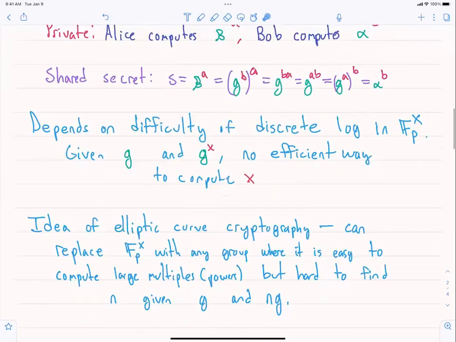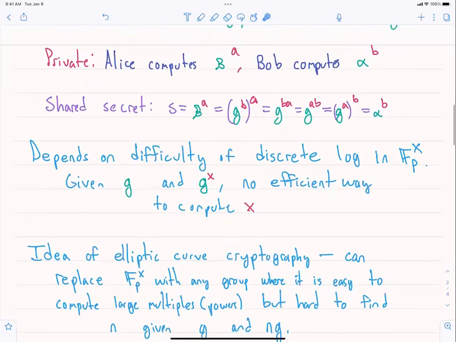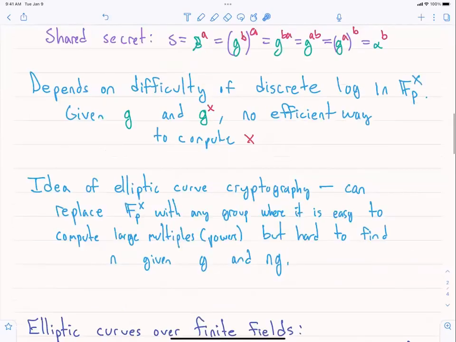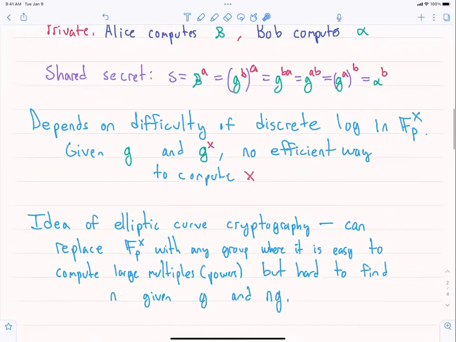So the idea of elliptic curve cryptography and other related key exchanges in general is that there's nothing too special with this group F_P cross. We could replace this group, where we're doing all of our computations, with any other group where it's easy to compute large multiples, or in this case, large powers. It had to be easy for Alice to compute G to the A and for Bob to compute G to the B. And it had to be easy for Alice to compute beta to the A and for Bob to compute alpha to the B. These computations had to be very quick. So we need a group where we can compute large powers easily.